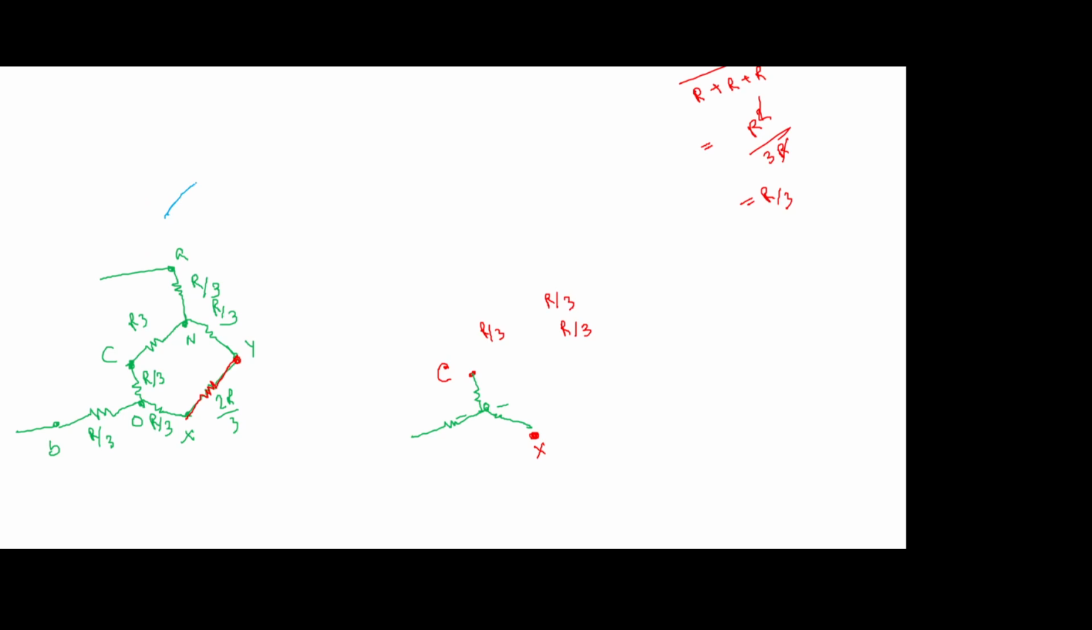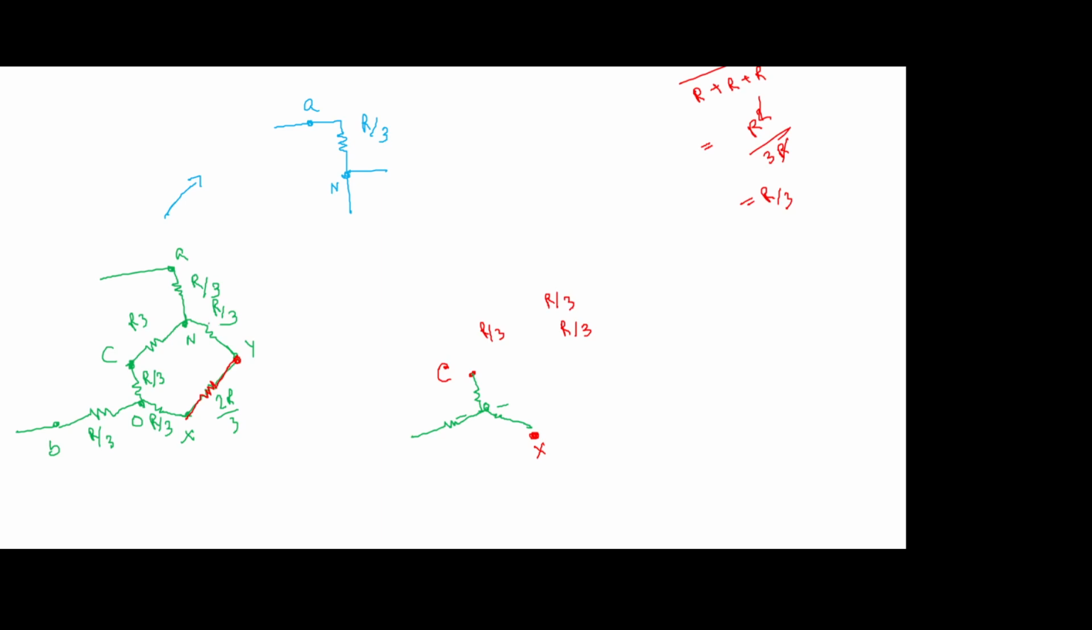So we have to find the equivalent resistance between A and B, right? So this is A. There is one R by 3 resistance across A to N. Now between this N, let's draw it properly and then we will calculate.